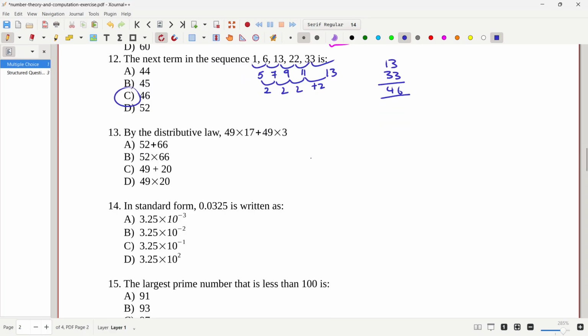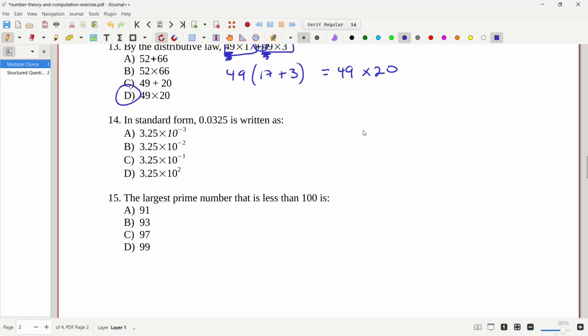Next, we can see by using the distributive law, what is the equivalent? So we can see that this here is a common factor to both of these numbers, right? This factor here and this factor here is the same. So I factorize 49 and I put it as 17 plus 3, since plus is the operator in between it. Next, I add them and I see I will get 49 times 20. Which is the answer D.